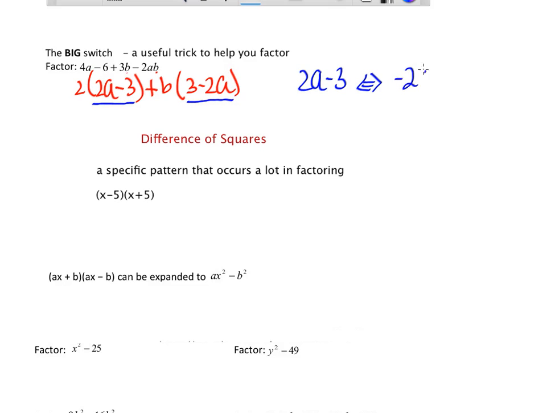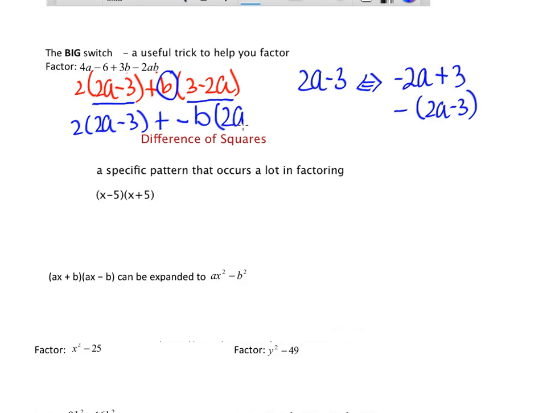Let me write them in a different order. Negative 2a plus 3. So if I took a negative out, then I could write this, 3 minus 2a, I can write that as a negative 2a minus 3. So let's do that and see what happens. So this already had 2a minus 3. And then it becomes plus. Then I'm taking this negative out, so it's a negative b, because I still have the b, and then in parentheses 2a minus 3.